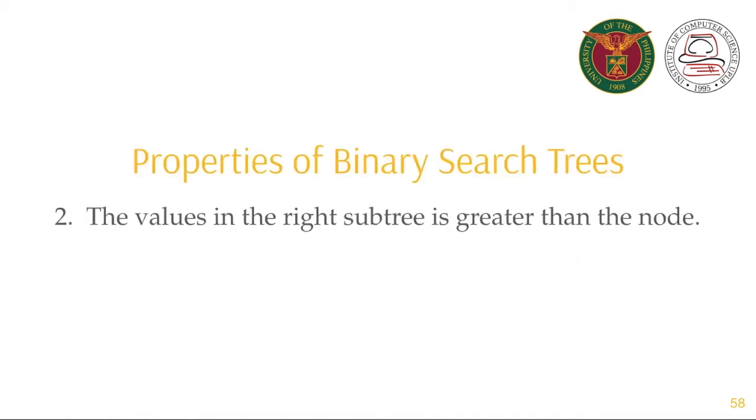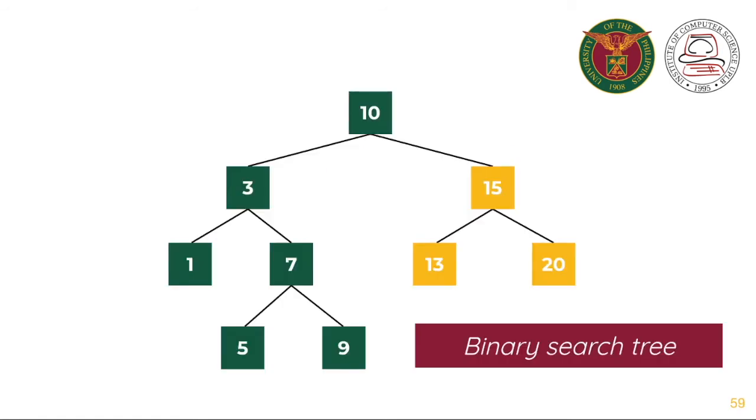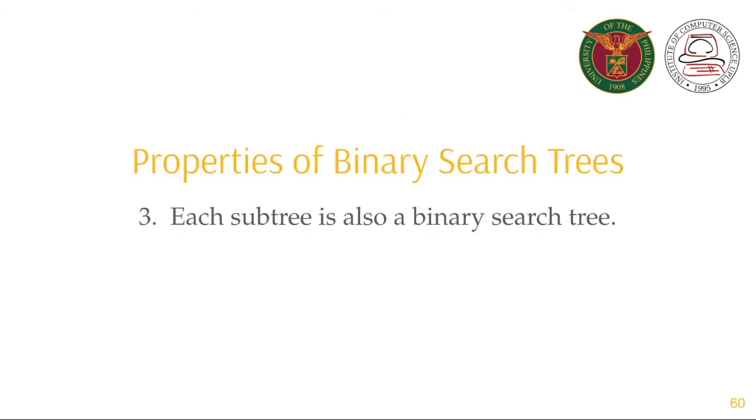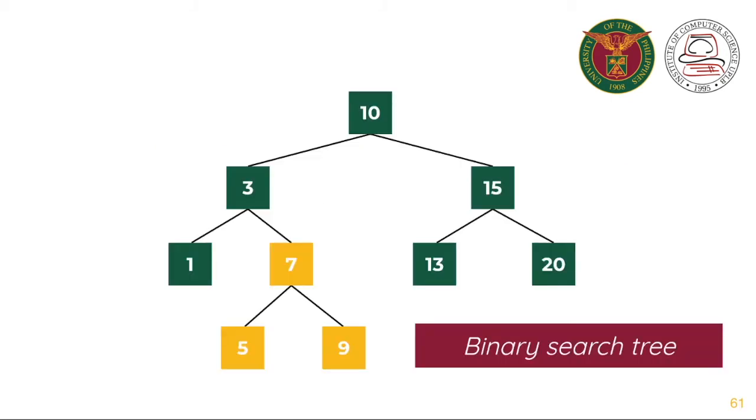The values in the right subtree are greater than the node. If the node is 10, the values 15, 13, and 20, which can be found at the right subtree, are greater than 10. And finally, each subtree is also a binary tree. So for example, this subtree right here is also a binary tree since 5 is less than 7 and 9 is greater than 7. Binary search trees are used to store a sorted list of values for efficient searching operation.